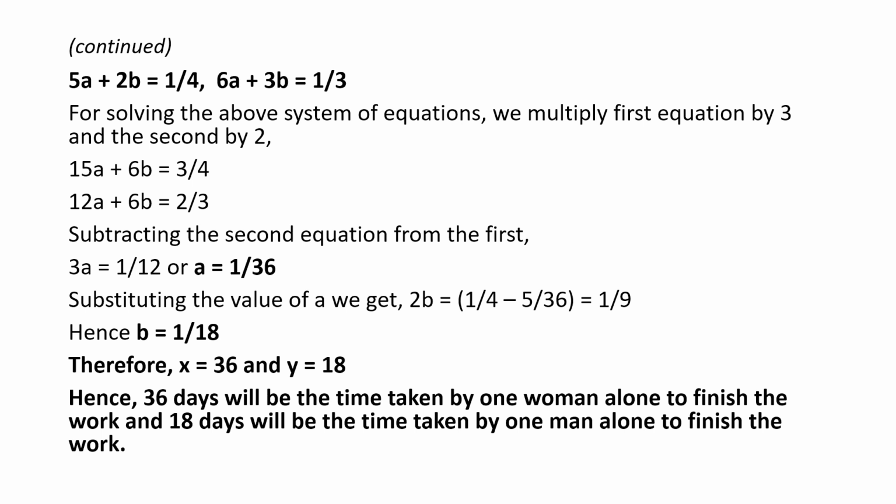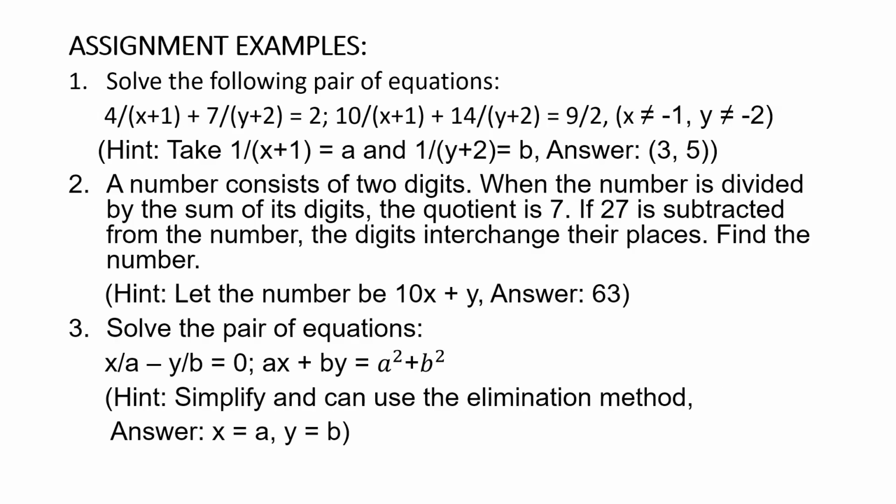Now substituting the value of a, we get 2b is equal to 1 upon 9 or b is equal to 1 upon 18. Now a is 1 upon x, so x is 36 and b is 1 upon y, so y is 18. Hence the answer is 36 days will be required by one woman alone to finish the work and 18 days will be the time taken by one man alone to finish the work. Friends, we have solved all important types of examples for this chapter.